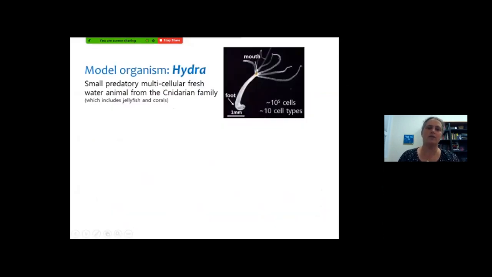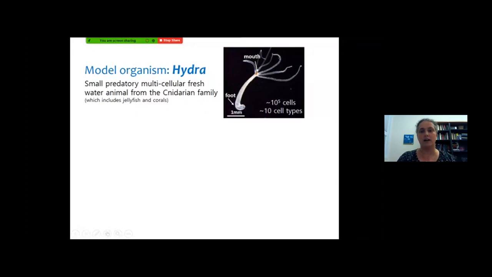The model organism we use for these studies is Hydra, which is a small multicellular freshwater animal. It's a member of the Cnidarian family, which includes jellyfish and corals. All these have stinging cells, which they use to capture prey. The body plan of Hydra is very simple. It's basically a tubular structure with a head on one side and a foot on the other side. The head contains a mouth and tentacles that it uses to catch prey, and the foot allows it to attach to surfaces. The animal is about 1 centimeter in size.